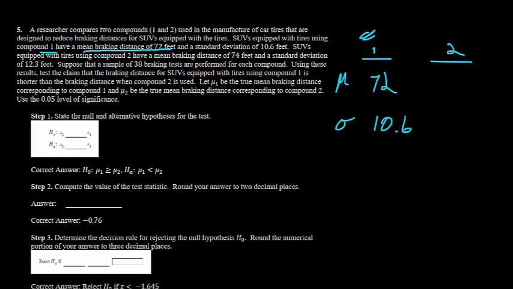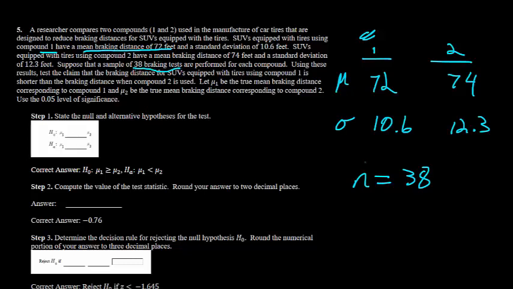SUVs equipped with tires using compound 2 have a mean braking distance of 74 and a standard deviation of 12.3. They seem really, really close. Suppose that a sample of 38 braking tests have been performed. Here's 38 braking tests for each compound.